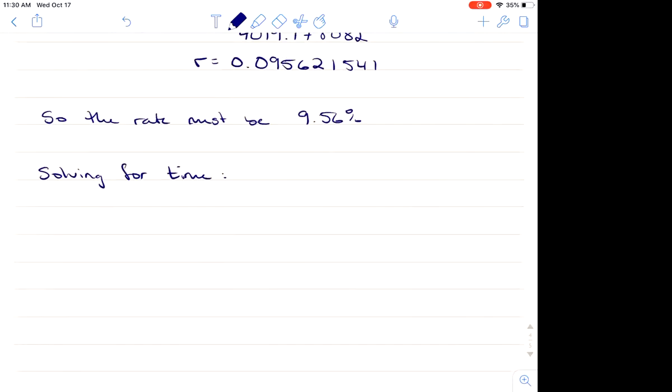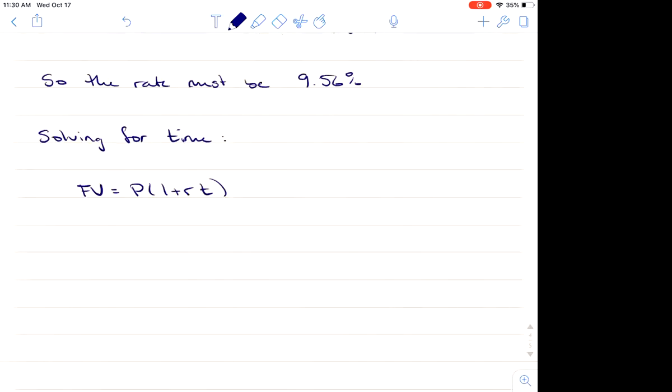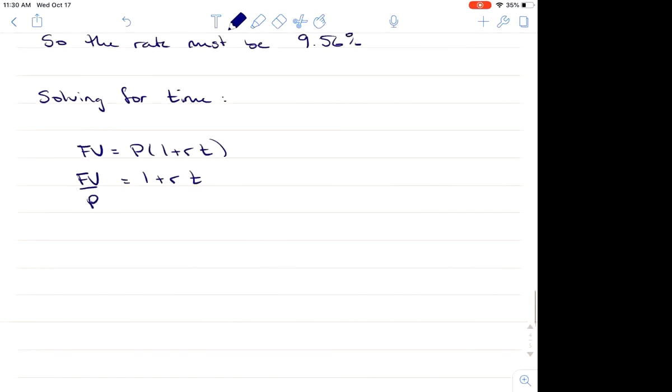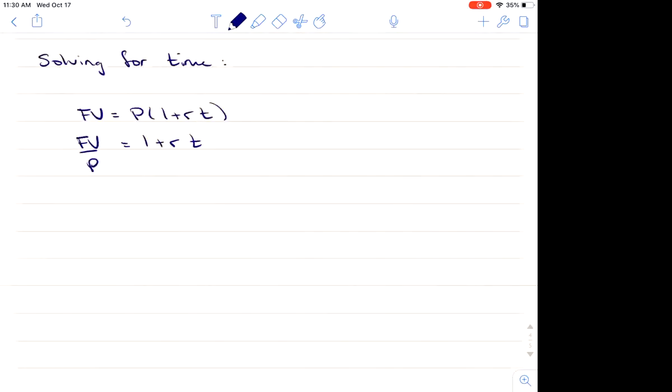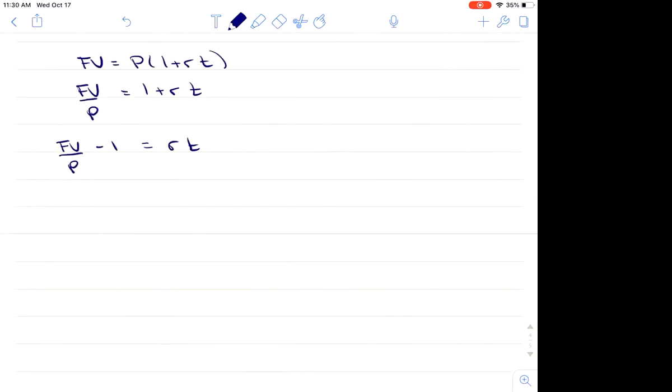We have 2 options. From the future value is P times 1 plus RT. Solving for time in general, we're going to divide both sides by P. So we get the future value over P is 1 plus RT. It's going to look very similar to R. Subtract 1 from both sides, we get future value over P minus 1 is RT. Now we're solving for T, so T is the future value over P all minus 1, over R.